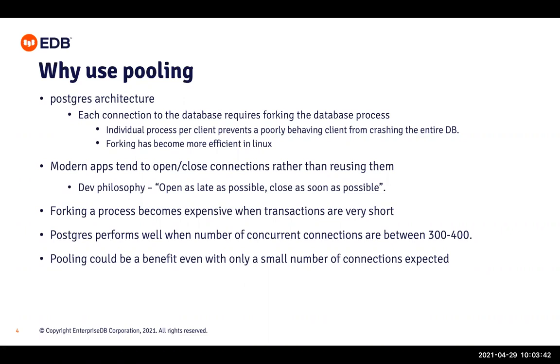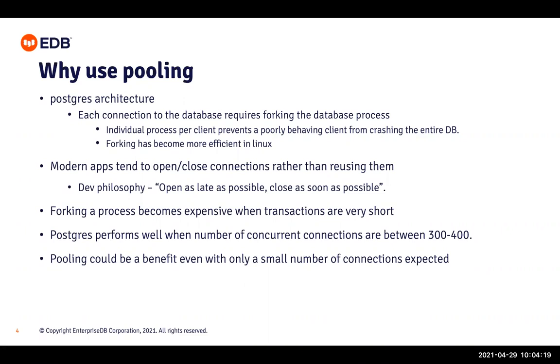The challenge with this architecture is that most modern applications tend to open and close connections rather than reusing them. So it becomes a problem when we have to fork so many processes in a short span of time, if we are using very short transactions. And Postgres performs well when the number of concurrent connections is in the range of 300 to 400. And this we have found by doing a benchmark.